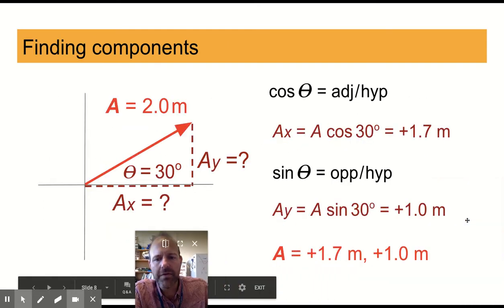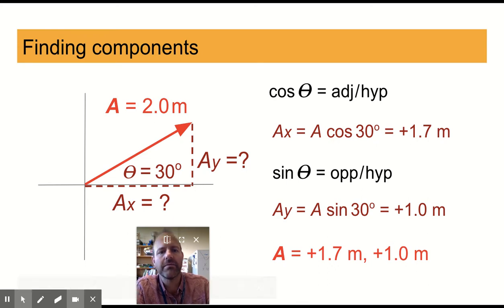We can go a little bit further with this and talk about how we would find the components. If I give you a vector, like this vector A, 2 meters long at an angle of 30 degrees above the positive x-axis, using sines and cosines, we can find the x and y components, or the various sides of the triangle. And we can say that this vector A is 1.7 meters in the x direction and 1 meter in the y direction.